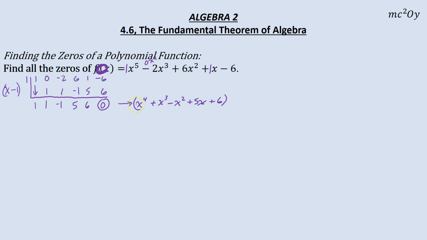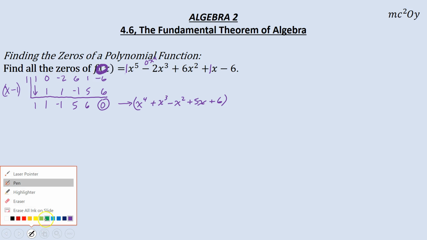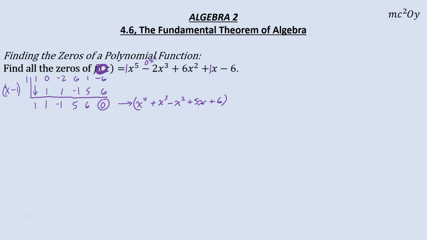That whole thing times x minus 1 equals our polynomial, our original f of x. Now notice, I can't factor it. Nothing I could do. It's a fourth degree, so I'm going to keep trying synthetic division. In this case, I'm going to see if 1 goes into it again. Well, this is 1x to the fourth, 1x cubed, negative 1x squared, 5 and 6, or these coefficients.